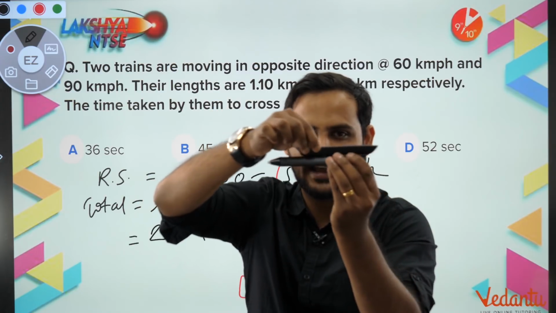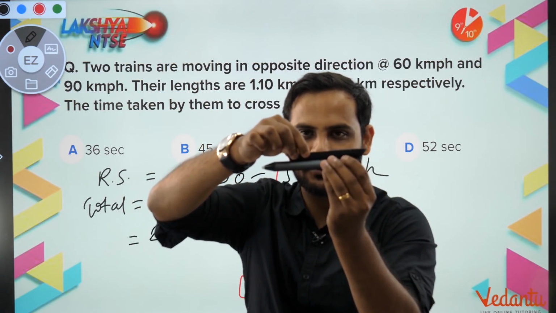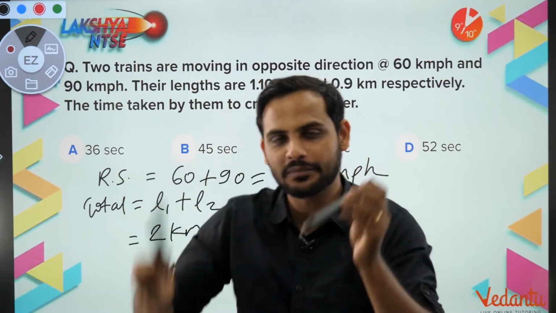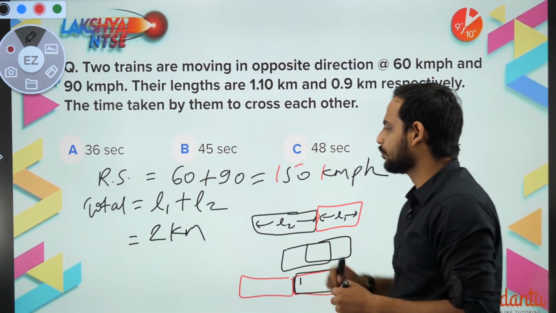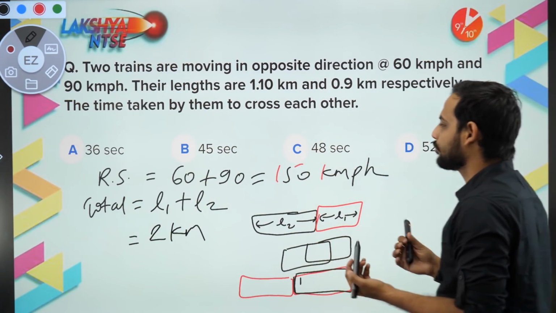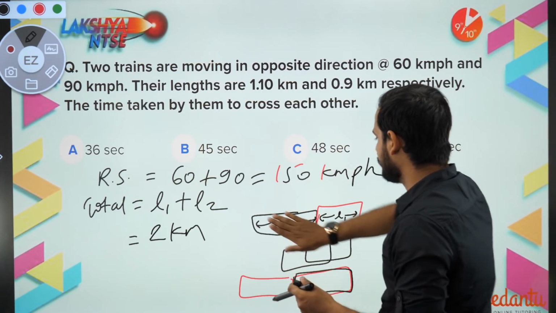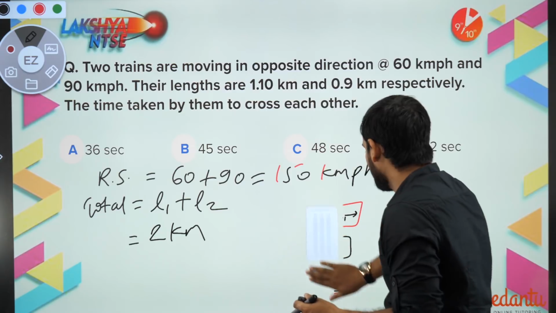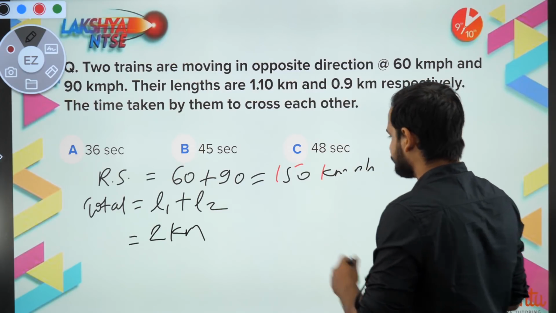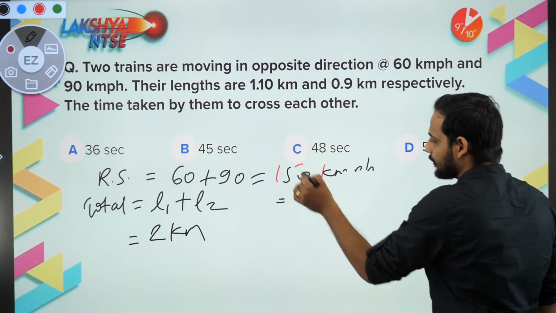So, how much has this point moved? First it has moved L1 from here to here and now L2. So L1 plus L2 is the total distance, so that is 2 kilometers. Now, what do we have to find out? Time taken to cross each other. All is in seconds, so let us convert it into seconds. This speed we have to convert to meters per second.